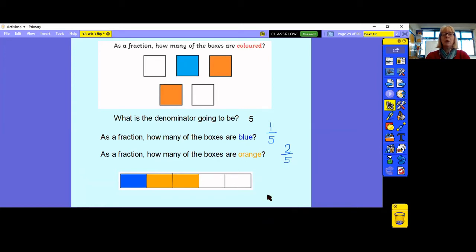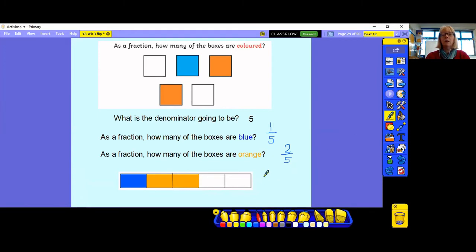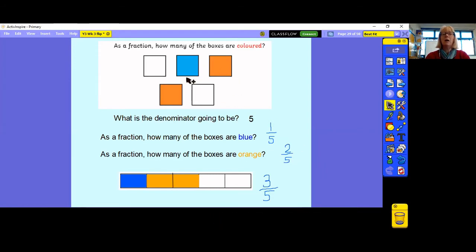I've used a bar model to help me, and you can see that I've shaded 1/5 in blue and 2/5 in orange. So how many fifths are shaded in total? That's right, 3/5. So 3/5 of the boxes are coloured in.